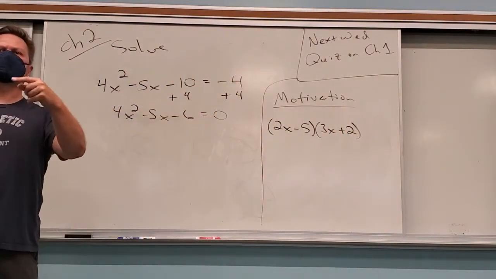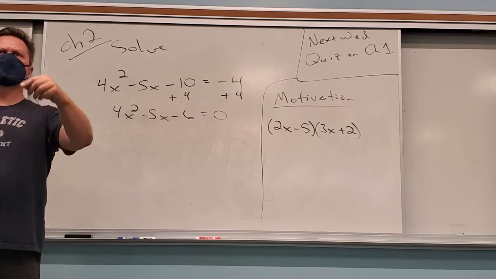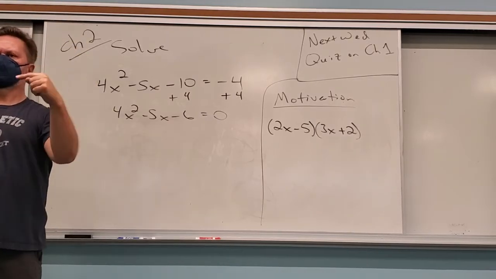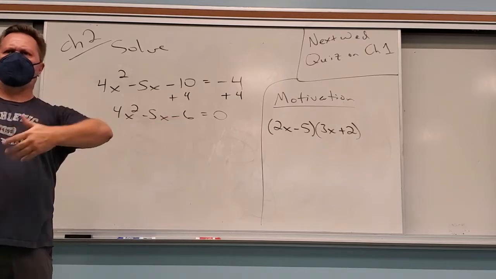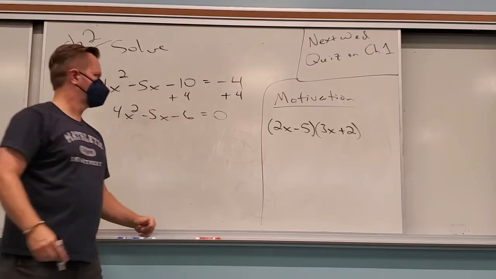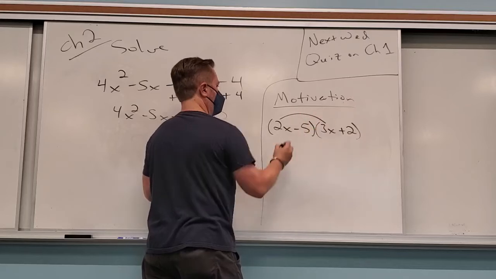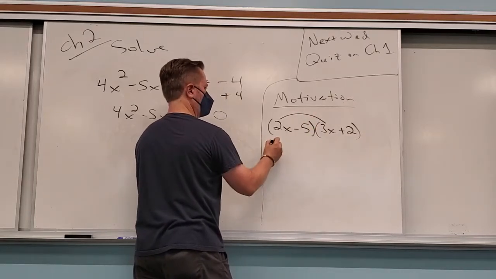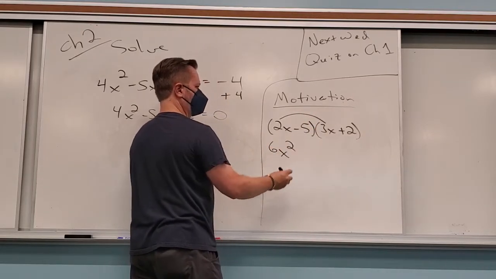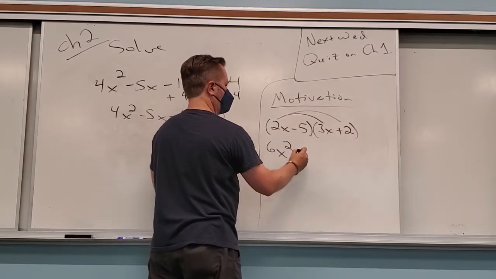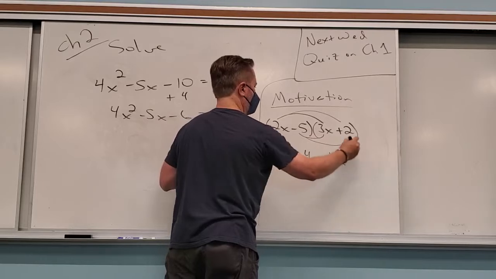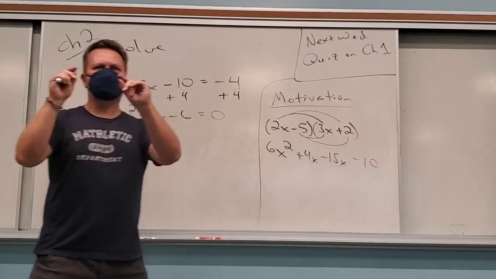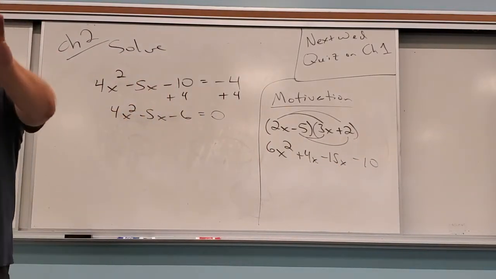So to get motivation for factoring, what I do is I look at it the other way. This is already factored, correct? How do I multiply it out to be not factored anymore? Distribute. So what do I get here? 6x squared plus 4x minus 15x. All right, now watch, this is so cool. Please go with me on this.